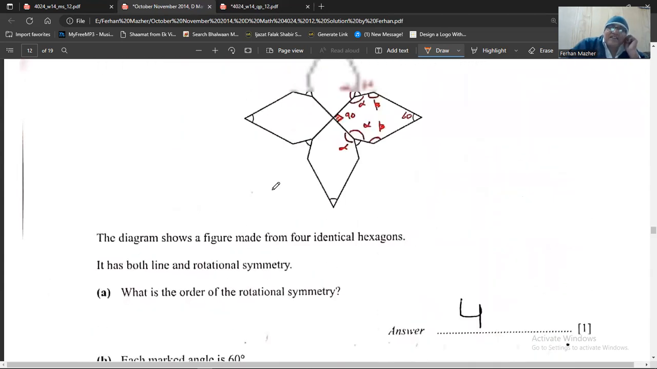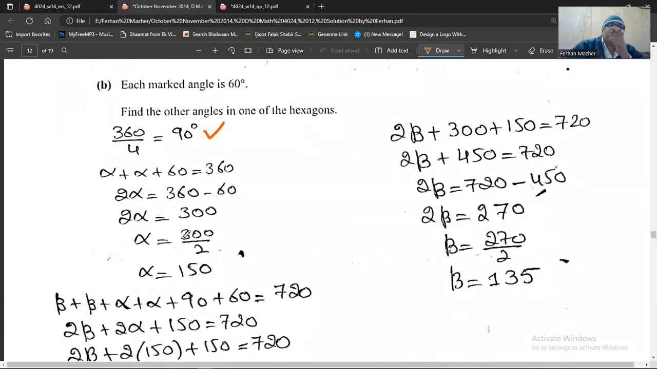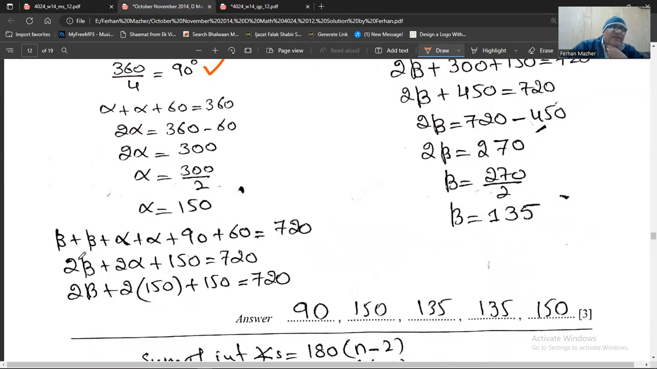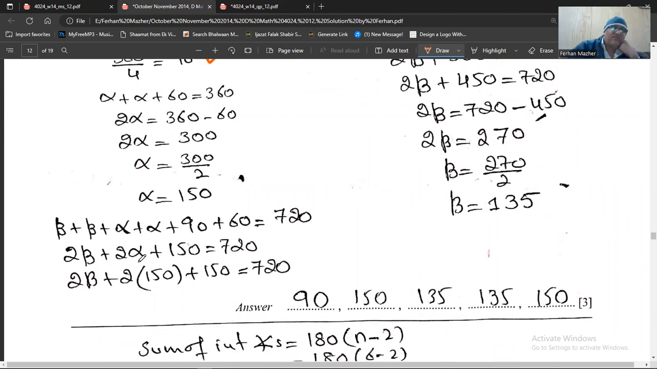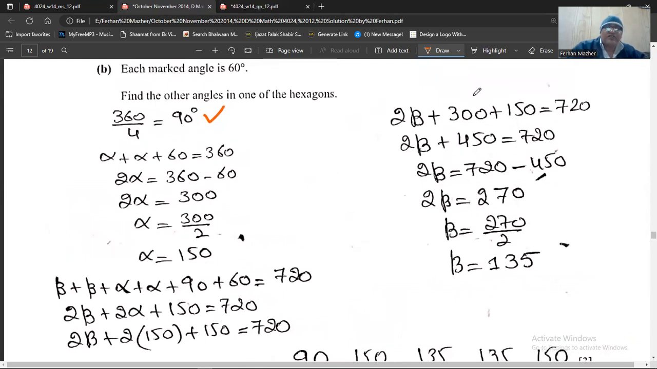So this alpha angle, this alpha angle, this alpha angle, this alpha angle, this alpha angle, they are of 150 degrees. Okay. Then beta plus beta plus alpha plus alpha plus 90 plus 60 is equal to 720. These are the 6 angles of that hexagon. So 2 beta plus 2 alpha plus 150 is equal to 720. So 2 beta plus 2 into 150 plus 150 equals 720. So you will have 2 beta plus 300 plus 150 equals 720.